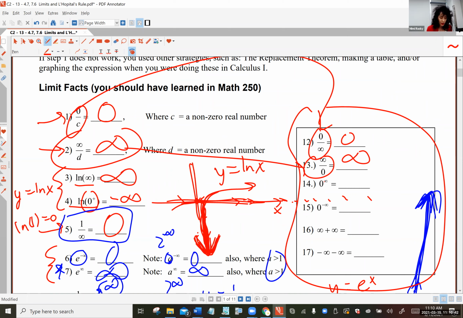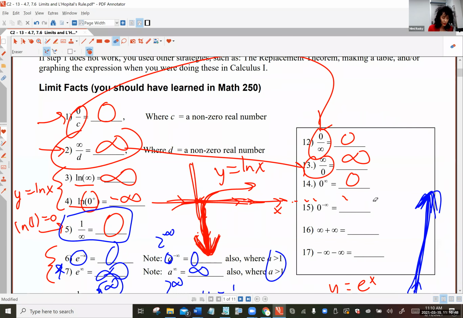What about 0 to the infinity? It's still 0. What about 0 to the negative infinity? Ooh, you better be careful because that's 1 over 0 to the positive infinity, which is 1 over 0. And then you have to worry about, well, is it going to be plus or minus infinity? I'll just say infinity. We'll just go with the positive.